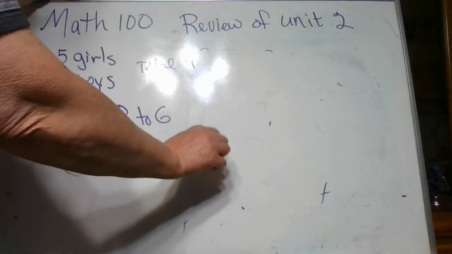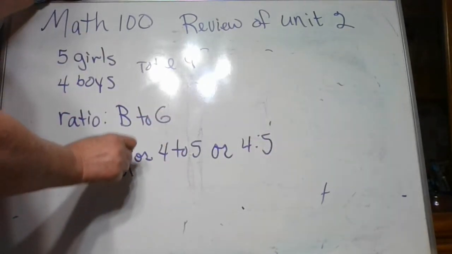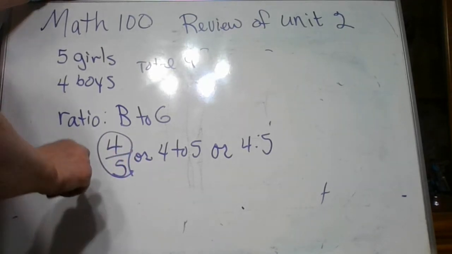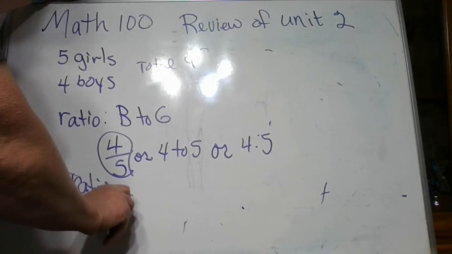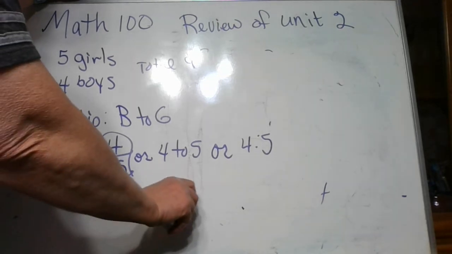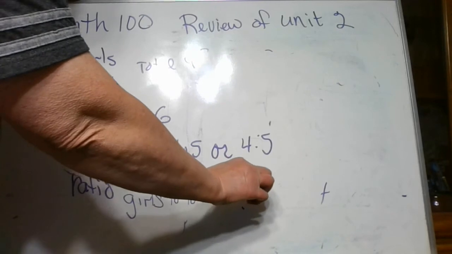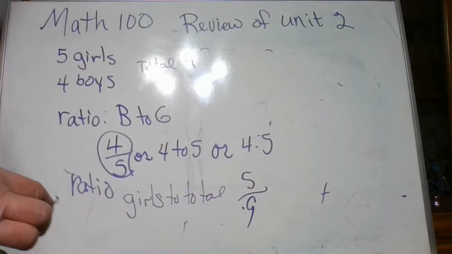or you can write it 4:5. Usually you'll just use that one. Okay, so what would be the ratio of the girls to the total? Well, there's 5 girls, total of 9, so it would be 5:9.